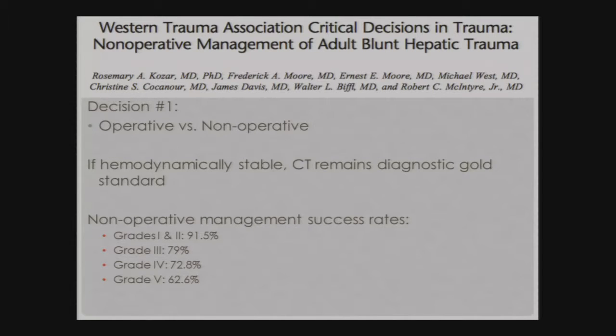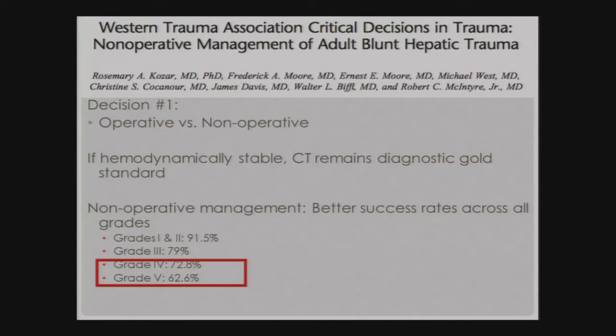However, the difference between liver and spleen is the success rates with non-operative management. So grades 1 and 2 in a hemodynamically stable patient, you have a 92% success rate. And then in the higher grades is where you see the major difference. So 3, 4, and 5 are 79, 73, and 63% respectively. So you may be able to get by a little better with observation in a stable patient compared to a splenic injury.